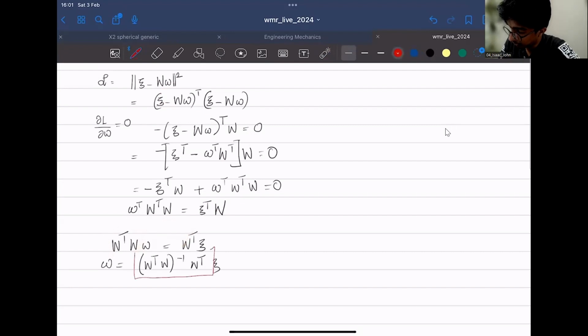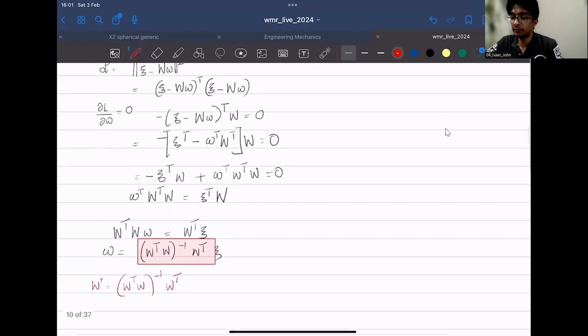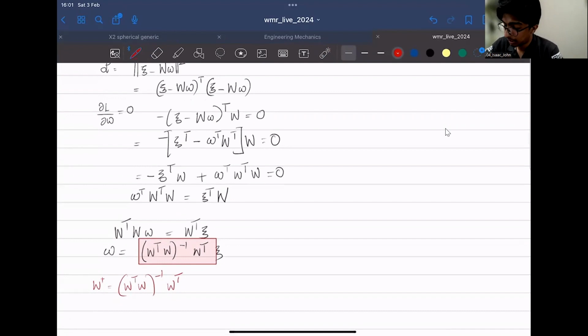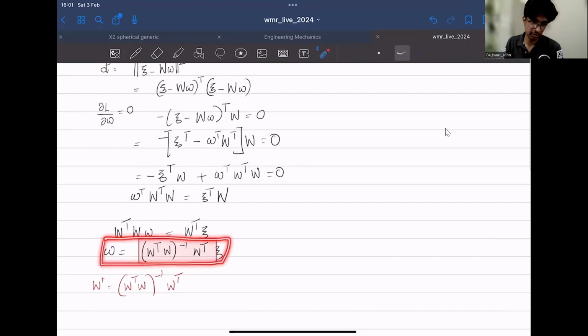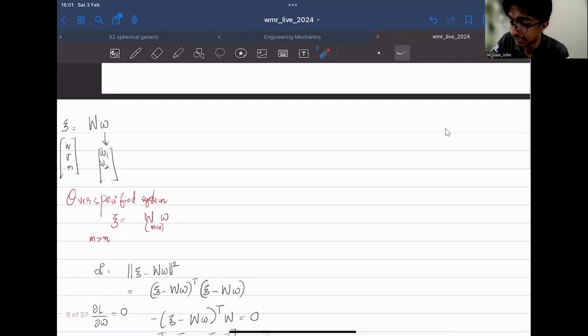And this term is what we call the left pseudo inverse, right? So the left pseudo inverse W plus is W transpose W, the whole inverse, W transpose. We use the left pseudo inverse when the system is overdetermined. The omega that we find here is not an exact solution; it is more like an approximate solution, because as I've already said, we cannot have an exact solution if the system is overdetermined. We can have an approximate solution such that the least square error is minimized.